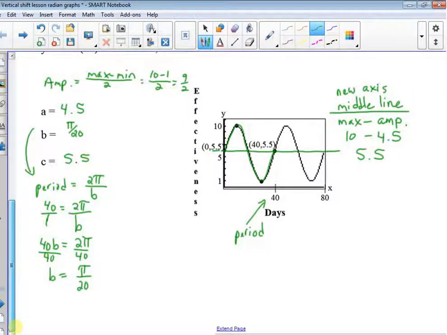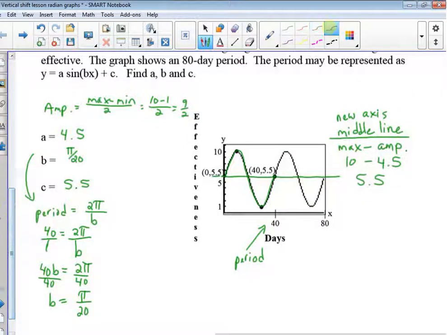So again, if I were given the equation now, it's y equals 4.5 sine of pi over 20 x plus 5.5. That is the equation of my graph in radians, of course, because I've got the pi over 20.